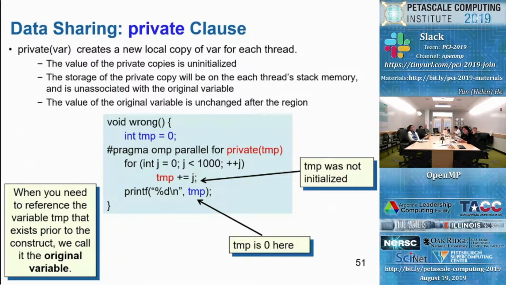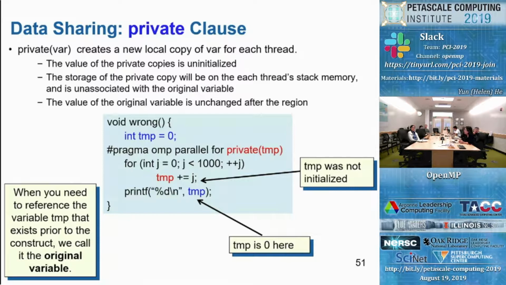In this example, you have int temp equals 0 as the original variable. Then you have a parallel for private temp, and inside you say, I want to update temp. This is wrong because this temp is not initialized. There's no data. It won't work. But anyhow, when you print temp after you exit the parallel for, that temp will be 0, which is the original value. Okay, next slide, please.